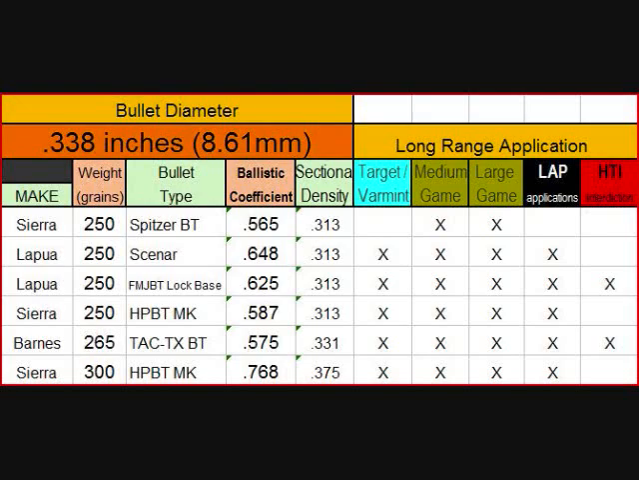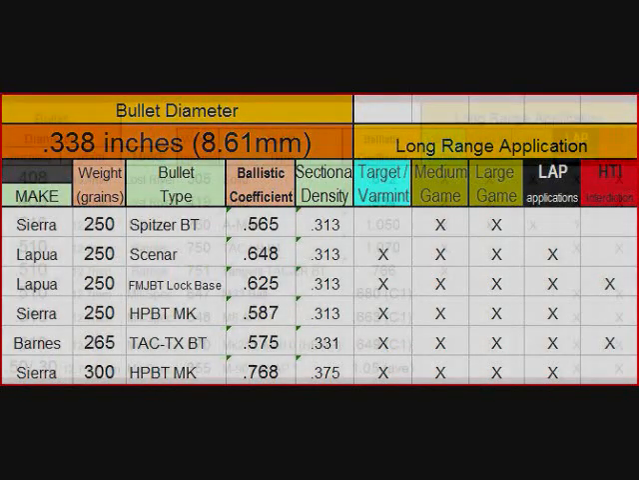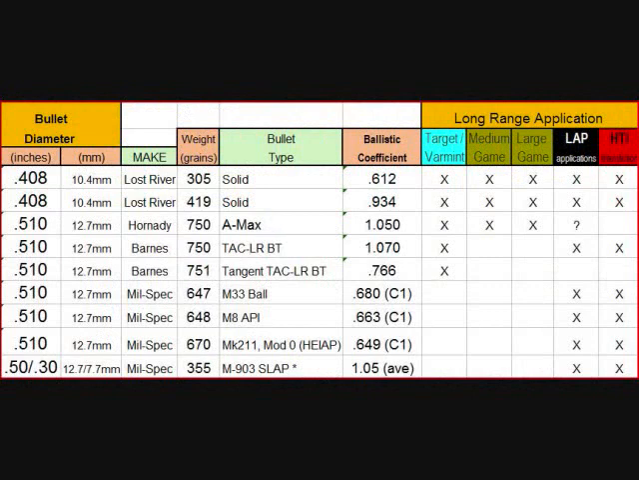Now let's go to a hard target interdiction category here. This is our big mothers. We got the 408 CheyTac up here. That's 10.4 millimeter. You'll notice the make is Lost River, and these are real hard to come by. But these are solids. They're solid bullets. They're not lead. They're made on a lathe, basically, like solid bronze, or I forget what alloy it is exactly. Really good ballistic coefficients. It's going to cover anything you want to do.